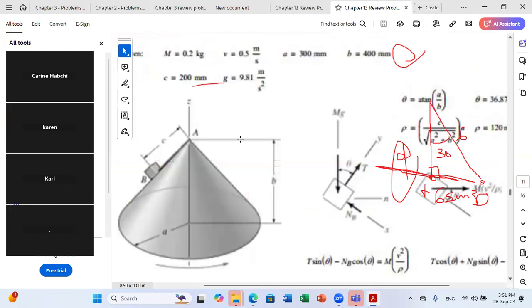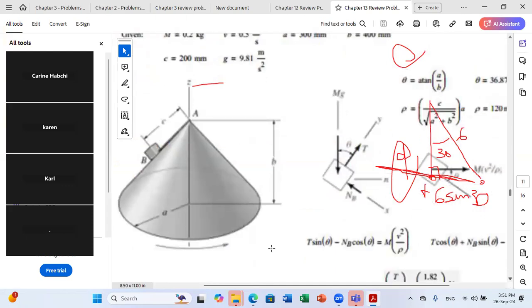Number 8 is the same concept. First, try to draw the circle of motion. This is the circle of motion of your block here. You need to determine this radius, this distance. If you look at your figure, what do you know? You have a cone, and for this cone, you know that the radius at the base is A and the height is B. So you can say the following: I want this distance, this is my radius.